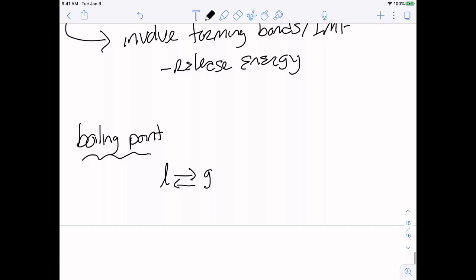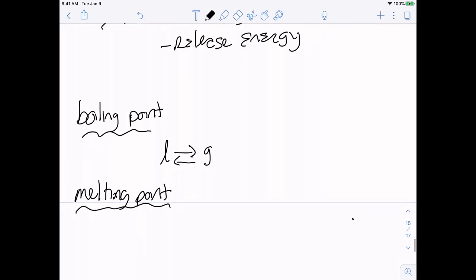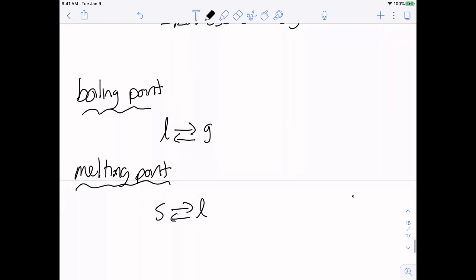And the same thing with my melting point, right? The actual point at which it melts, we're going from a solid to a liquid, but then that liquid is going back to a solid, right? The temperature at which a substance melts is the same temperature at which it freezes, right? Water is going to melt at 0 degrees Celsius. It's also going to freeze at 0 degrees Celsius. So the melting point and freezing point are actually the same point.